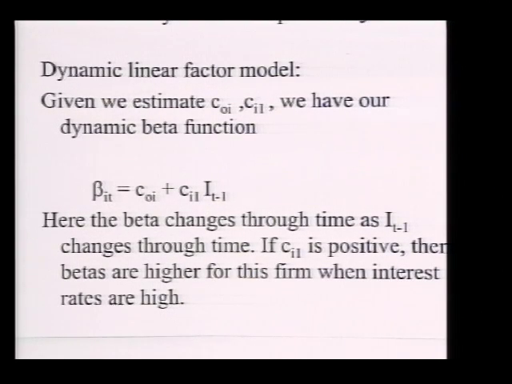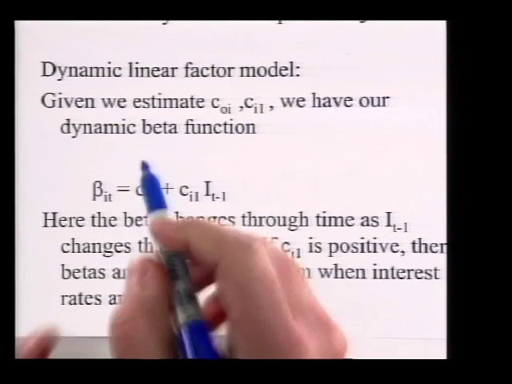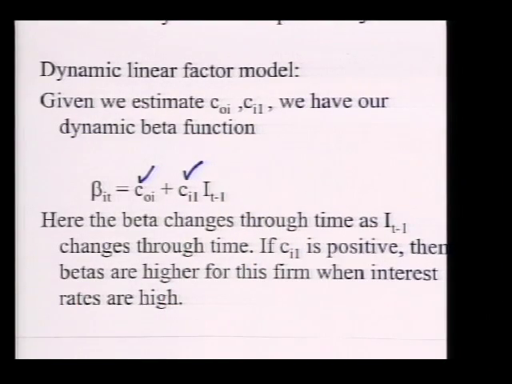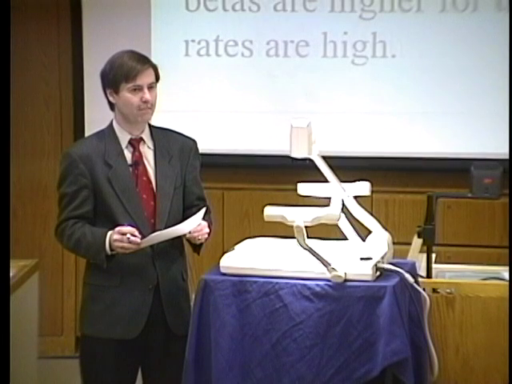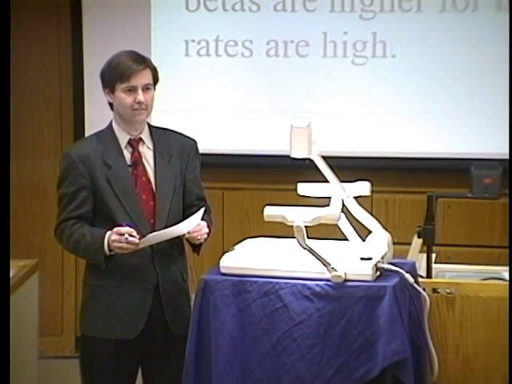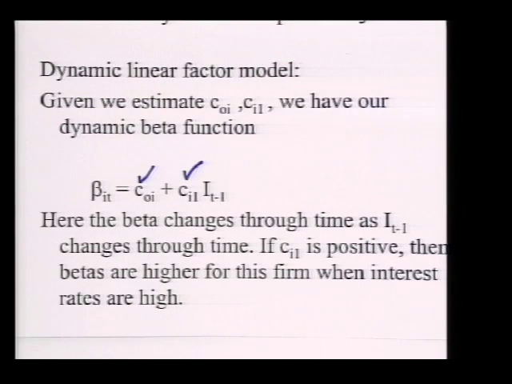Now you can think of plotting the beta through time as a result of this equation being estimated. We estimate the C0, we estimate the C1, we've got the lagged interest rate, then we can generate a graph with the fitted values from that, and that tells you something about the beta changing through time. Indeed, in assignment number 4, you're asked to do this. So this is a very simple way of getting the beta to change through time.